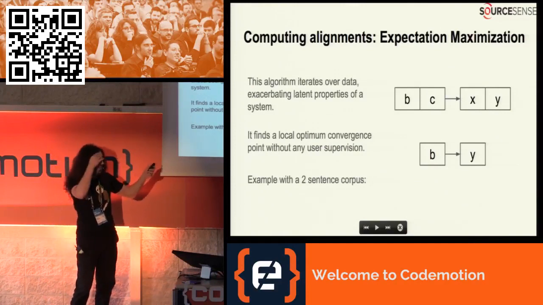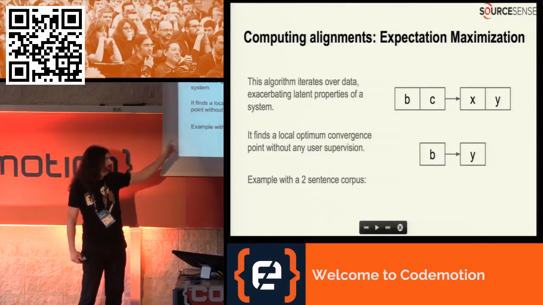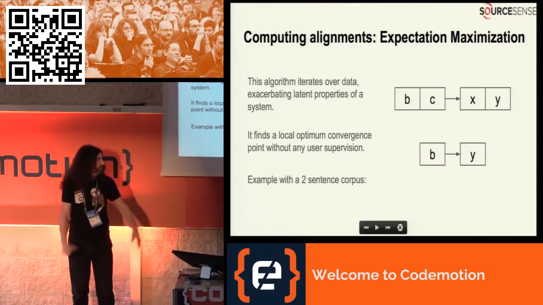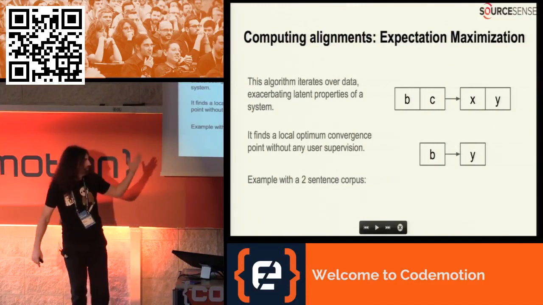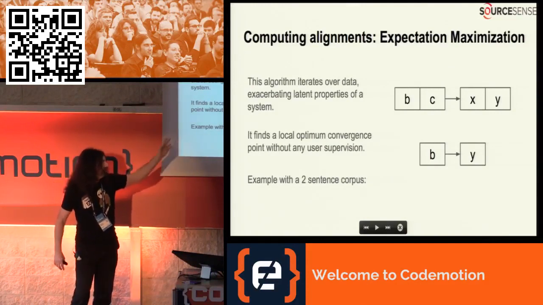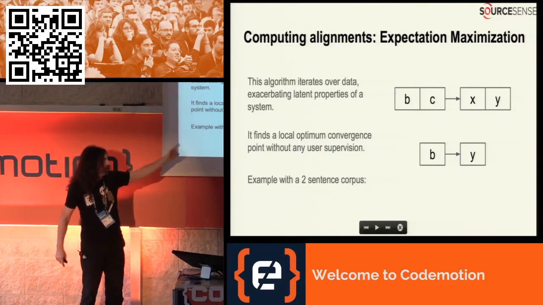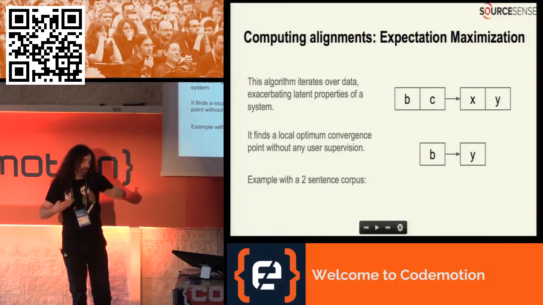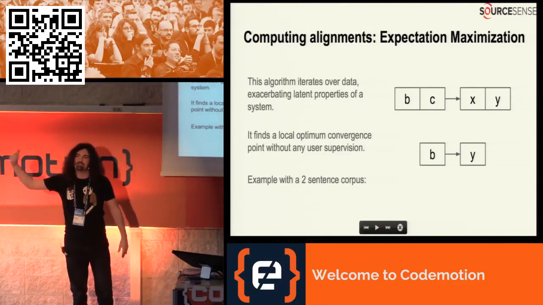We do an example with a very, very small corpus. If we have two sentences with 4 symbols, BC translates to XY. Also, B translates to Y. Can you tell me what is the translation of C? X. So C probably aligns with the symbol X, and B aligns with the symbol Y, because we count how many times B appears in correspondence with Y, and then we do a marginal count, and this turns into probabilities.